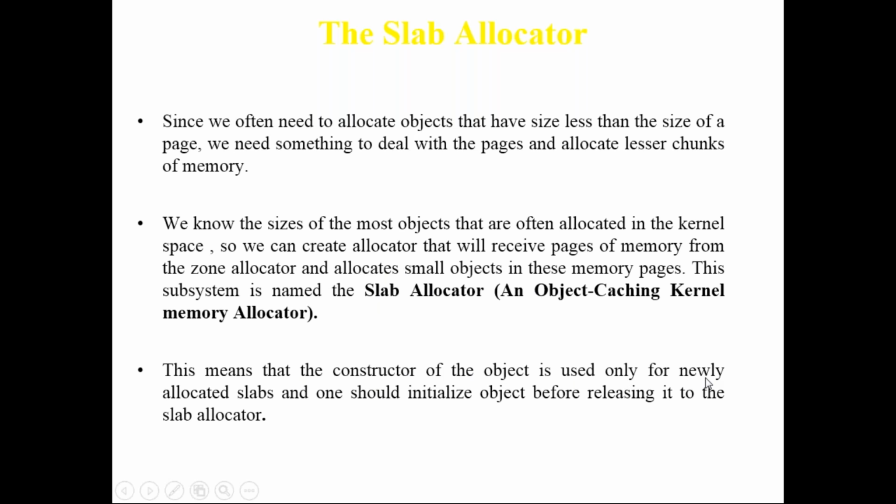This means the constructor of the object is used only for newly allocated slabs. One should initialize the object before releasing it to the slab allocator. So the slab allocator deals with all the smaller chunks of memory: how to release it, when to release it, ongoing and incoming details, and meta information. All the smaller chunks are maintained by your slab allocator.